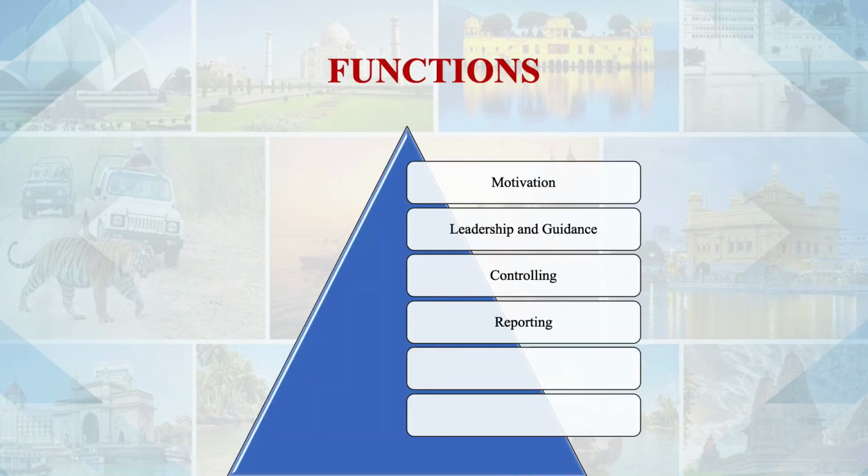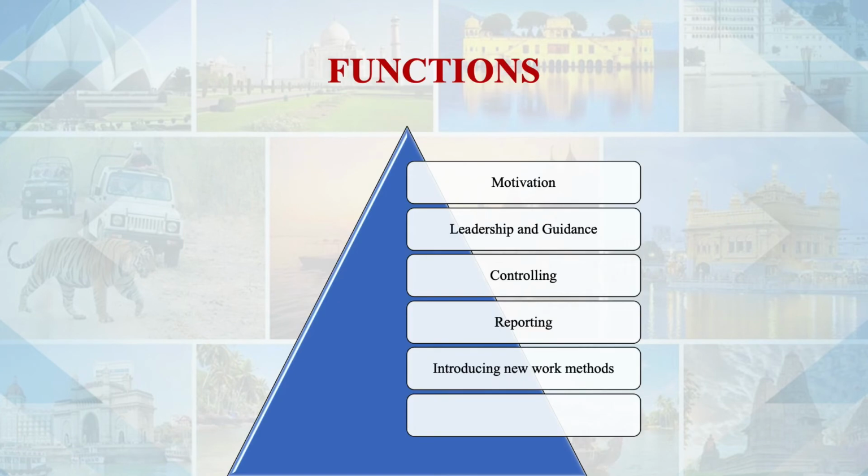Controlling is an important function performed by supervisors. This includes recording the actual performance against the time schedule, checking progress of work, finding out deviations if any, and making solutions. If not independently solved, reporting it to top management. Reporting is an important function of a supervisor, as he is supposed to report about the cost, quality, output, performance, etc. to the management. The next function is introducing new work methods.